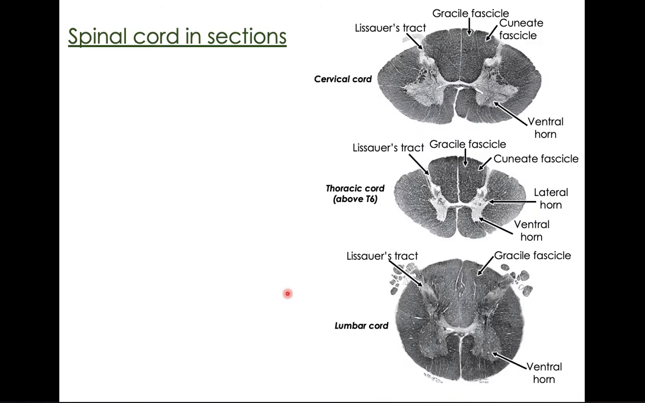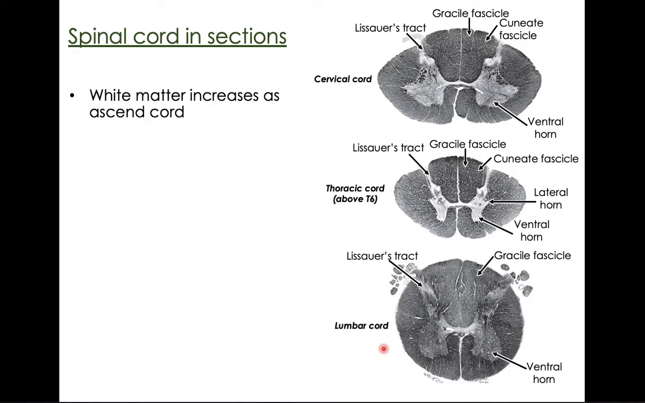We do need to talk about the spinal cord in sections because we are going to need to recognize the levels of the cord from different cross sections. So here we have a section through the cervical cord, a section through the thoracic cord above T6, and a section through the lumbar cord. So what are some anatomical differences?